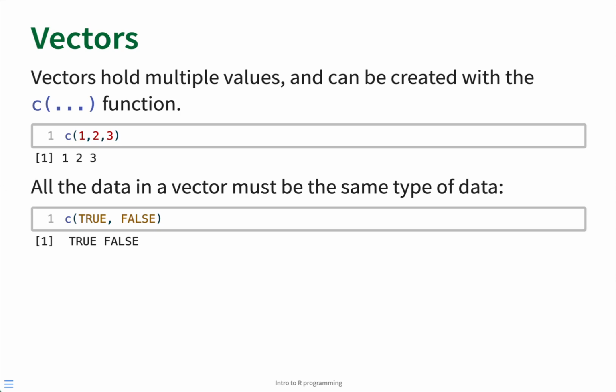The thing to note about vectors is that all the data that's bundled together in a vector must have the same type. So all of the items need to be numbers, or in the second case here, all of the items are logical values.